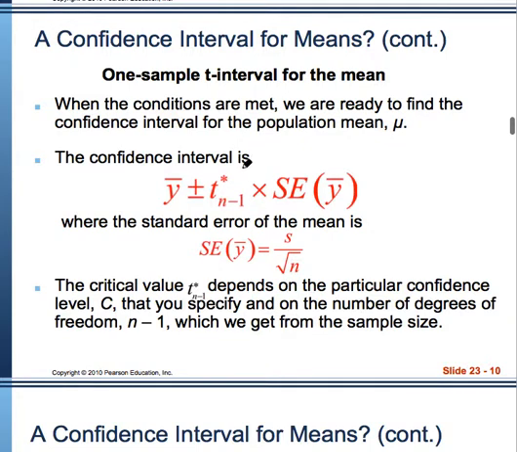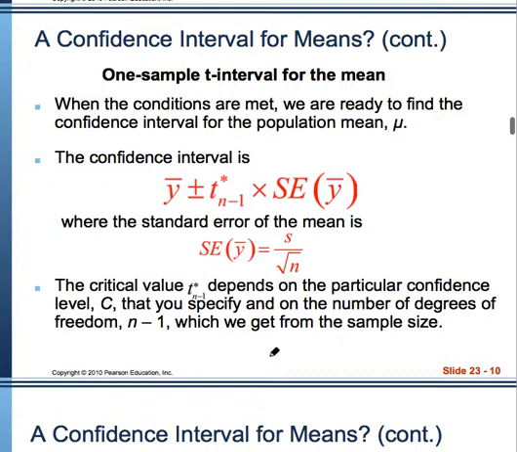Once the conditions are met, we're ready to find the confidence interval for the population mean. So here is my confidence interval: y bar, which is the mean for the sample, plus or minus t asterisk with n-1 degrees of freedom. This is going to come from a table, and I have one that you're going to keep with your notes. That is multiplied by the standard error of y bar.